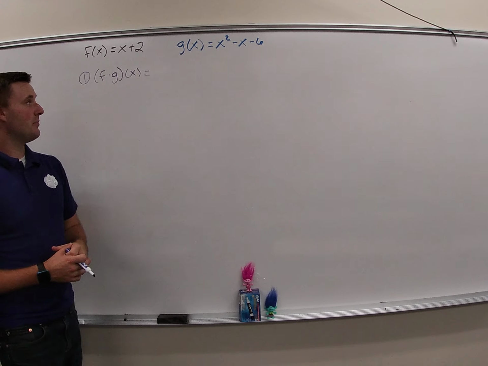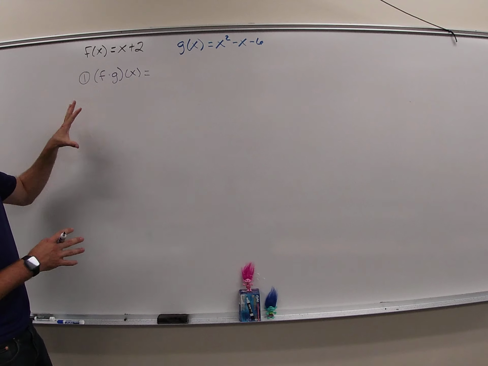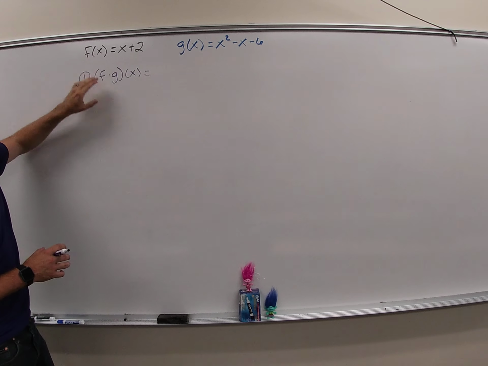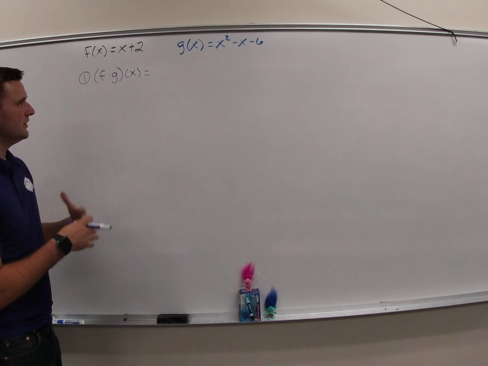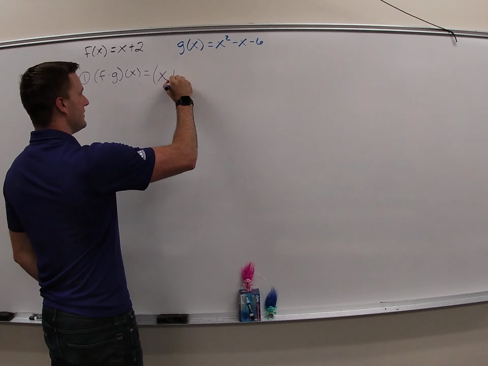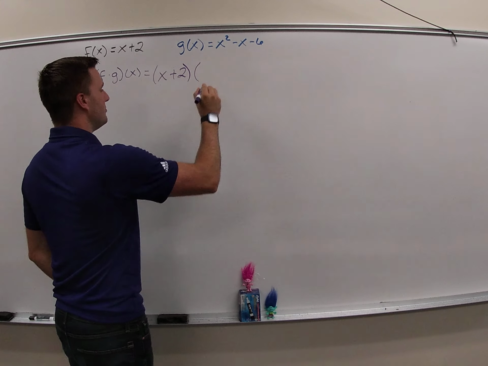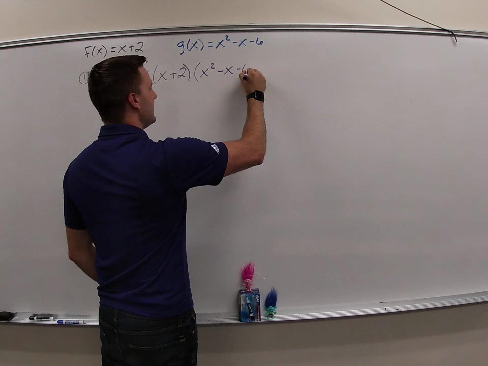So continuing with operations of functions, we're going to multiply and divide here. So now I'm going to take our f of x and we're going to multiply this to g of x, which is over here. Use parentheses, it'll make that a lot easier. So f of x, we have x plus 2, and this is being multiplied to x squared minus x minus 6.